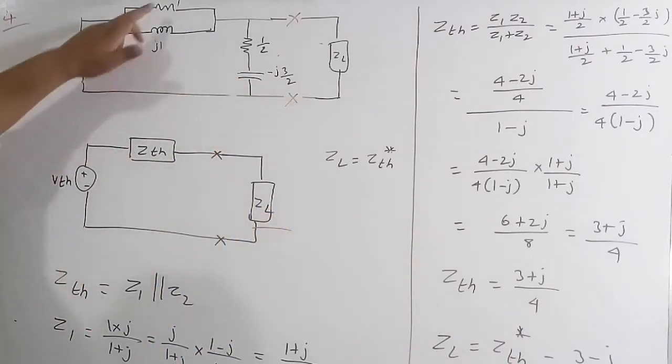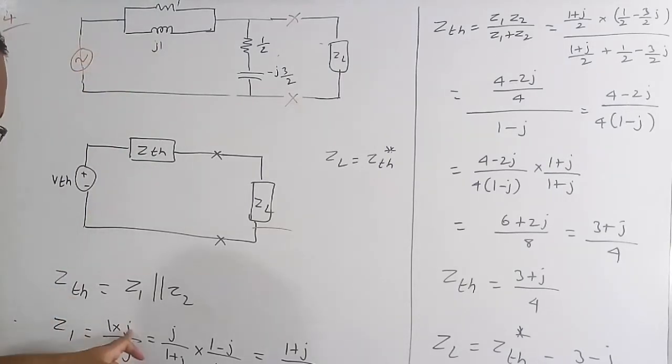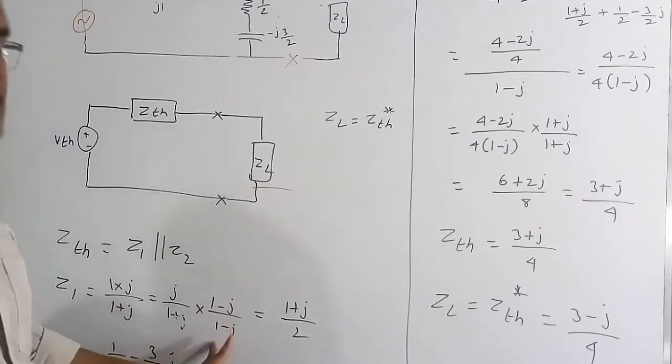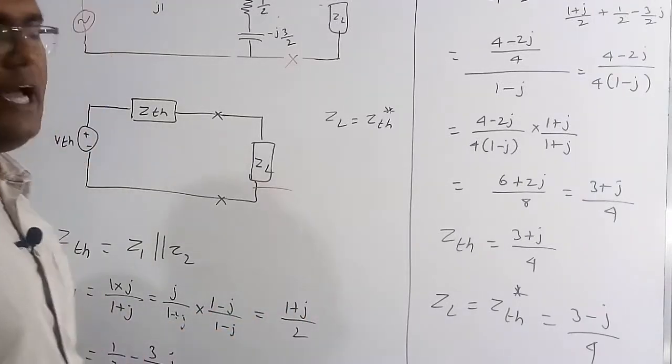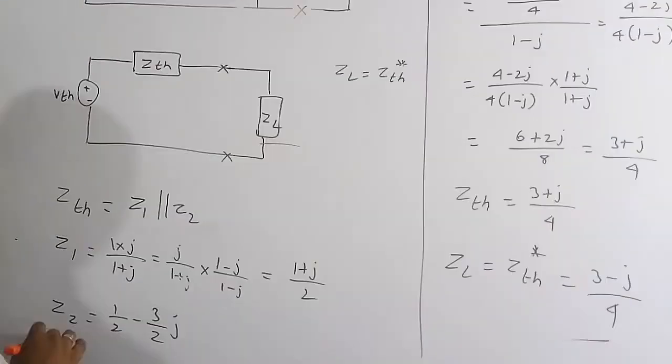Z1 is nothing but 1 parallel J, so 1 into J by 1 plus J, which is J by 1 plus J. Now I am going to do the rationalization with 1 minus J by 1 minus J. If we solve this, we get 1 plus J by 2. Similarly, Z2 is nothing but half minus J3 by 2.